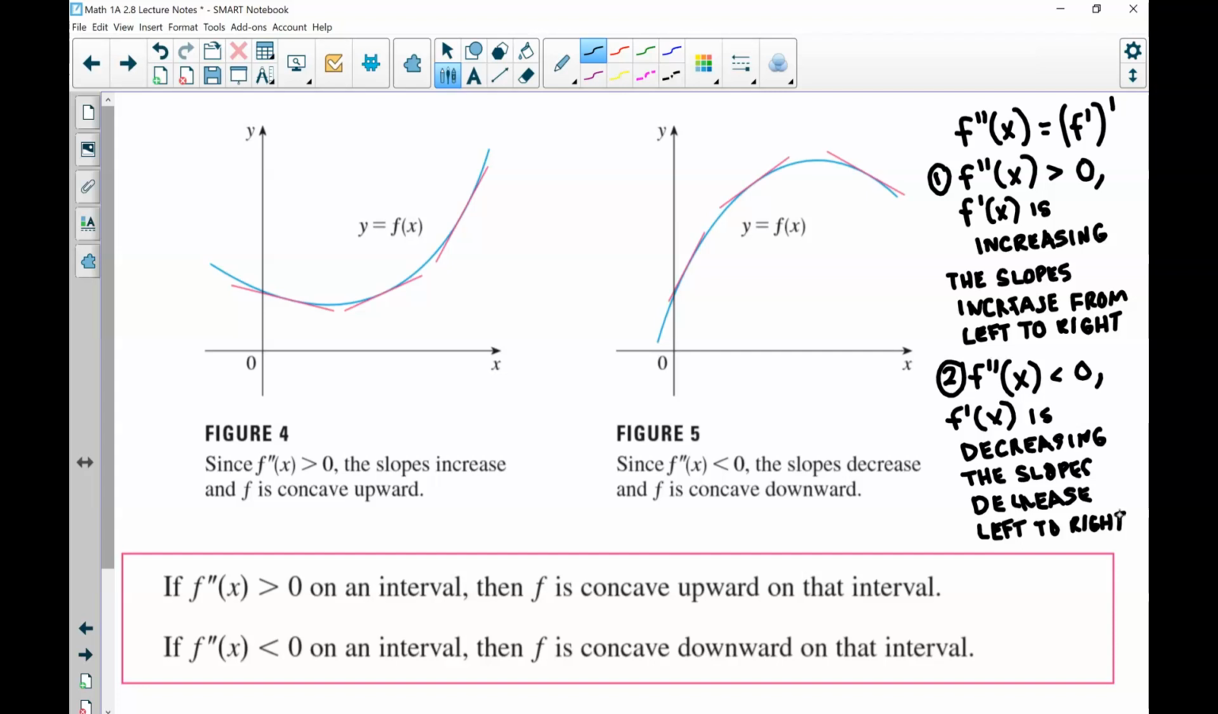So you can see what's happening with these two scenarios. Again, when the second derivative is greater than 0, the slopes increase and f is concave upward. If the second derivative is less than 0, then the slopes decrease and f is concave downward. So again, here is our next definition. You want to make note of the definition of concave upward and concave downward. Now let's take a look at the next example.